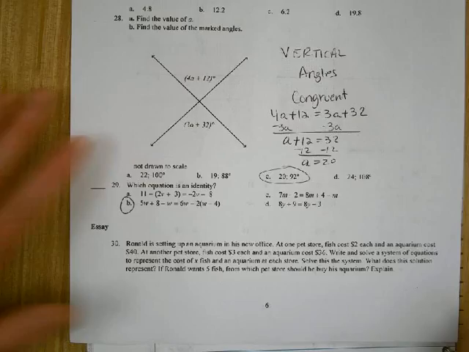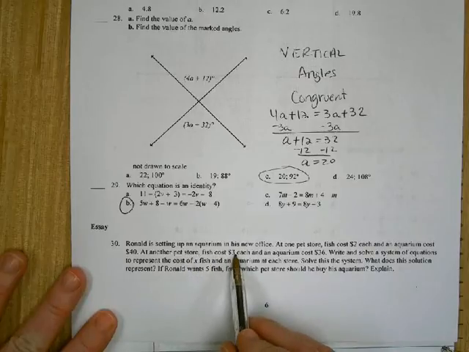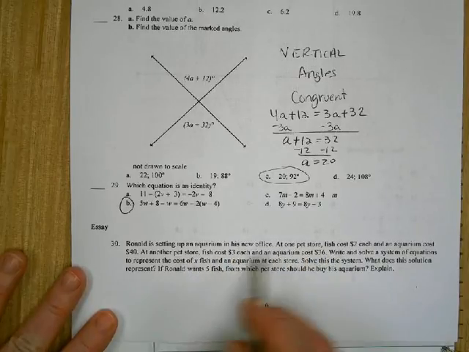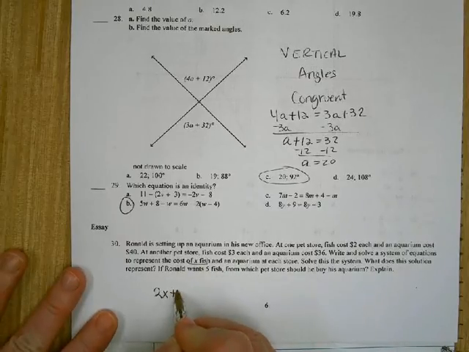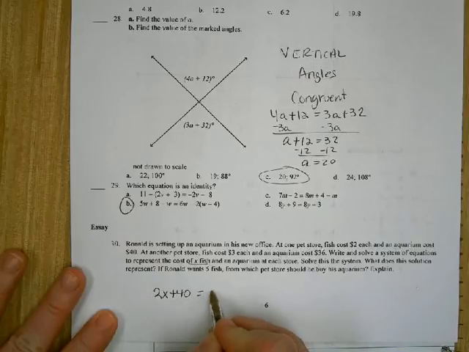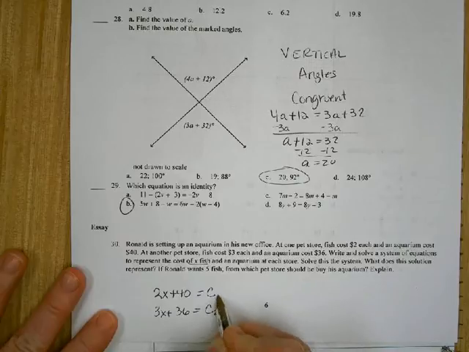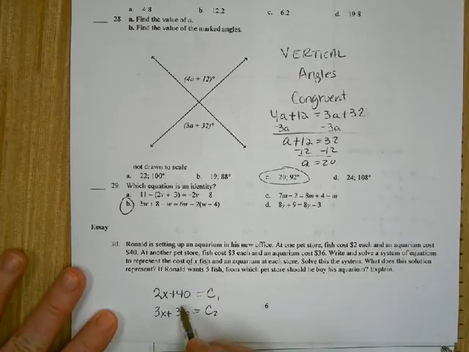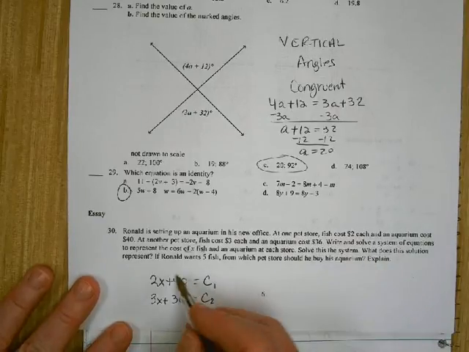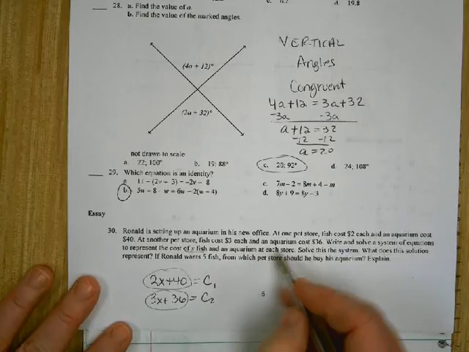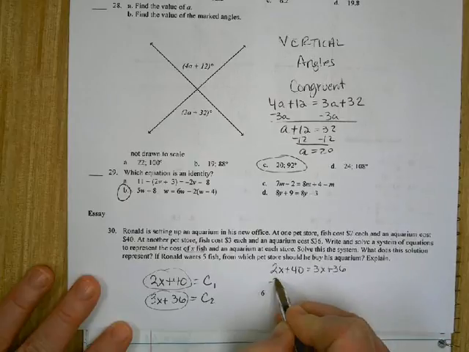30, Ronald's setting up an aquarium. Fish cost $2 each, the aquarium's $40. Fish are $3 across town, the aquarium's $36. So, write and solve the system, x fish. 2x plus 40 is the first one's cost, and 3x plus 36 is the second one's cost. Solve the system. So I would solve it by what means, guys? Elimination. You could, but I think I'd use substitution. Well, yeah, you could do it either way.